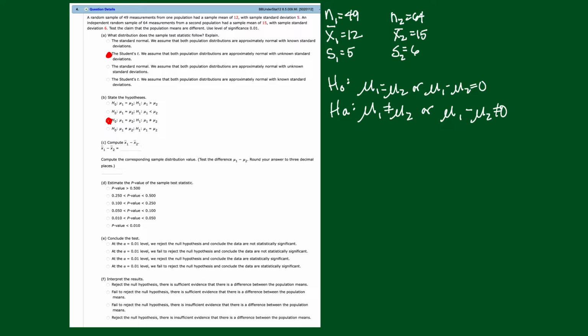Now, we need to compute, part C, x1 bar minus x2 bar. Okay, well, we can actually do that because here's our values right up here. So how about if we did this? x1 bar and x2 bar would be 12 minus 15. The way I wrote it here is negative 3. And now here, compute the corresponding sample distribution value.